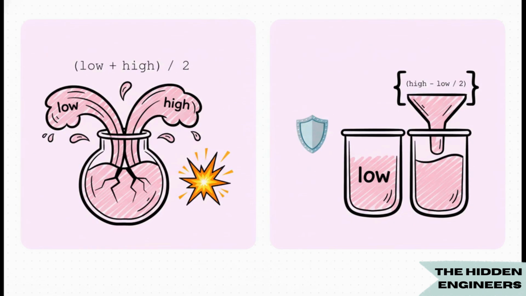Now, this one is a bit more subtle, but it's the kind of detail that really shows you know your stuff. The classic way we all learn to find the middle, low plus high over 2, can actually fail. If low and high are really big numbers, adding them together might go past the maximum value an integer can hold, and that causes an overflow error. The fix is mathematically the same, but it cleverly avoids that huge sum. It's a small detail, but man, do interviewers love to see it.